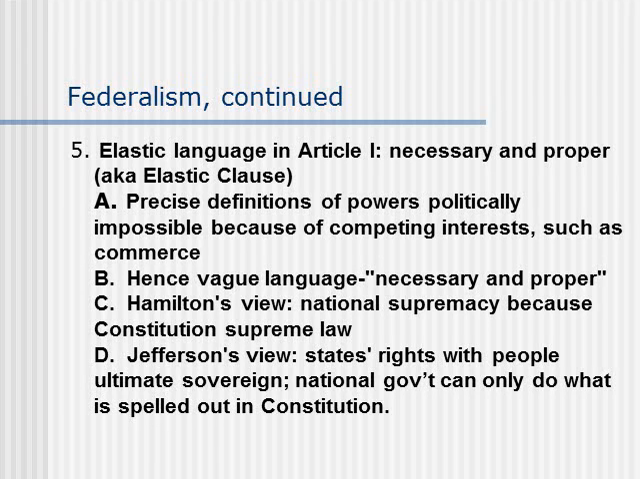The elastic language in Article 1, the necessary and proper clause or elastic clause. Precise definitions of power is politically impossible because of competing interests, such as on issues of commerce. So they created vague language in the Constitution, necessary and proper. Alexander Hamilton's view of this meant that with the Supremacy Clause, you have national supremacy because the Constitution is supreme law. Jefferson's view is that states' rights made with the people are the ultimate sovereign, so the national government can only do what is spelled out in the Constitution. All right, so Jefferson is still trying to maintain strong state governments.